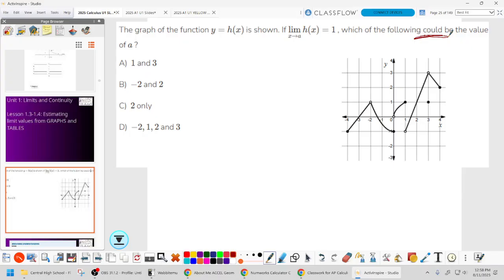So could be a limit of 1 means, let's review from last week. What are we looking for to know that the limit is 1? Does the function's value have to be 1? No. So that means we have to look at anything that crosses y equals 1 and look there. Could this limit at x equals -2 be 1? Yes, that's good. And then I see that one. Is that limit 1? Yes.